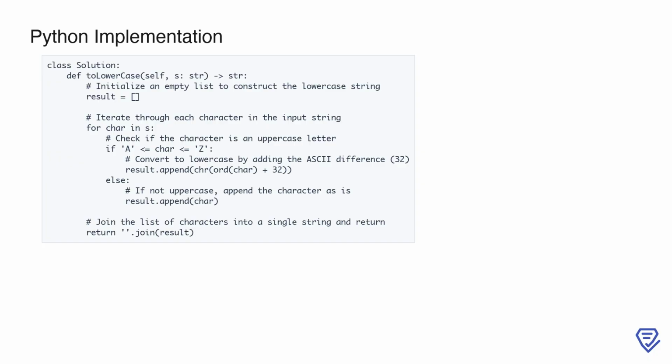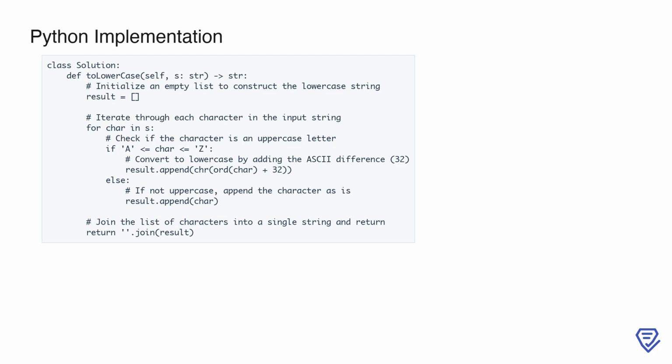Key points. The approach avoids using the built-in string lower method to explicitly demonstrate how the conversion is done at the ASCII level. The solution processes the string in O(n) time, where n is the length of the input string, making it efficient. Edge cases, such as strings without uppercase letters or strings containing non-alphabetic characters, are handled naturally by the logic.